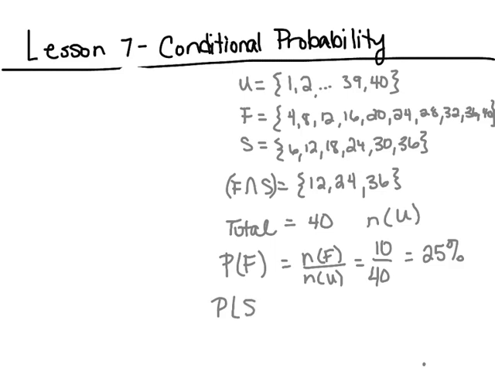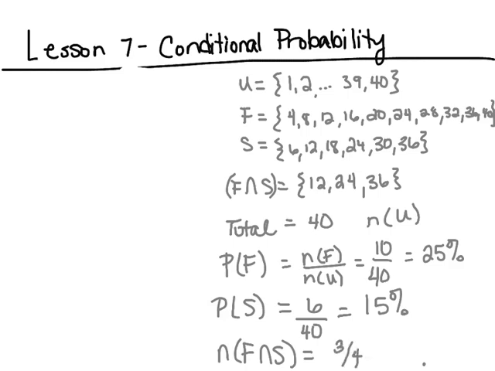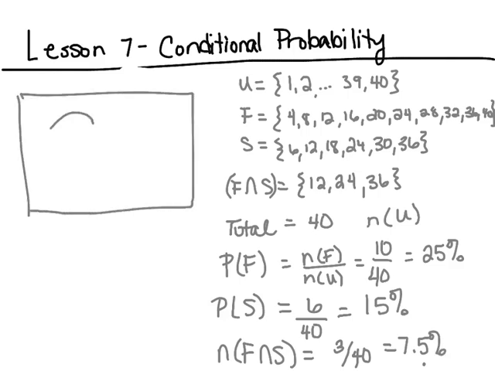The probability of it being a multiple of 6 is the same thing. There are 6 numbers out of 40, which is 15%. And the number of F and S is 3 out of 40, which is 7.5%. So if we were to sketch our Venn diagram, this is 4s and 6s. We know in the middle here, oh, that's terrible.